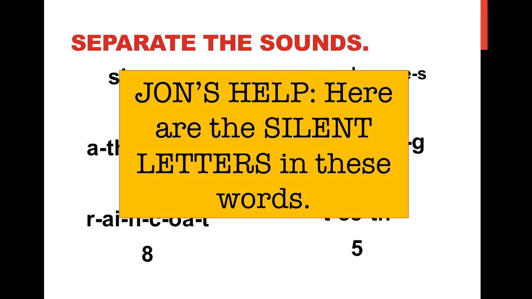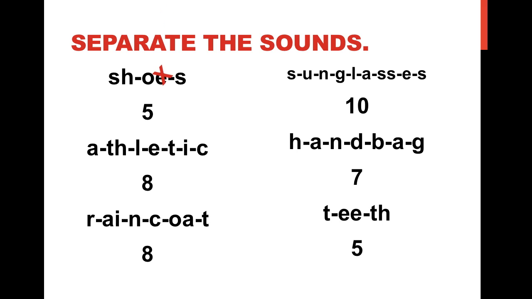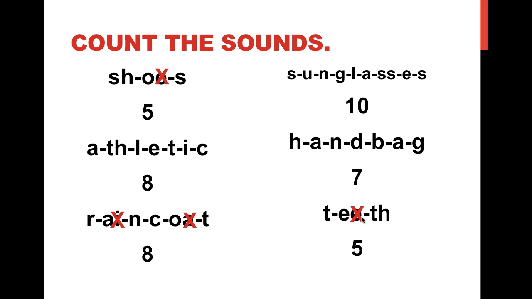Here are the silent letters in these words. The E in shoes. The I in raincoat. Also the A in raincoat. And the second E in teeth. Now let's count the sounds. Starting with shoes, we have sh, u, z. 1, 2, 3. There are 3 sounds in this word. 5 letters, but only 3 sounds.